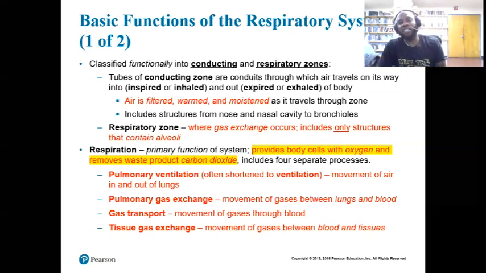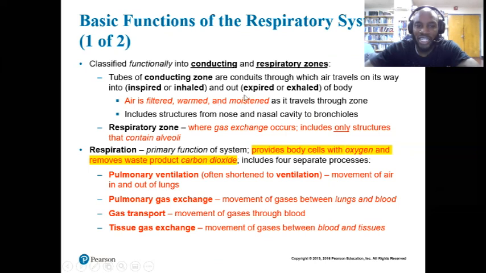Tubes of the conducting zone are conduits through which air travels. So when you think of the conducting zone, think of basically the air being moved in and out. And as I've alluded to already, in that conducting zone, air is filtered. We want the minimal amount of particles, debris, germs, any of that getting into our lungs. So that air is filtered, and we'll talk about how that happens.